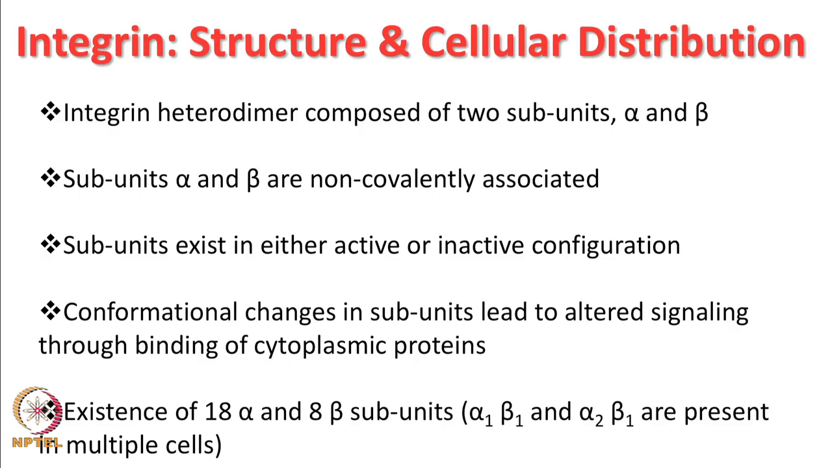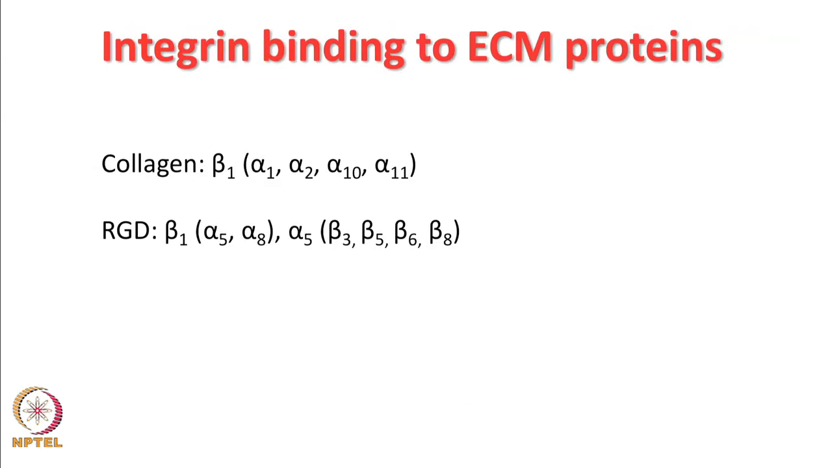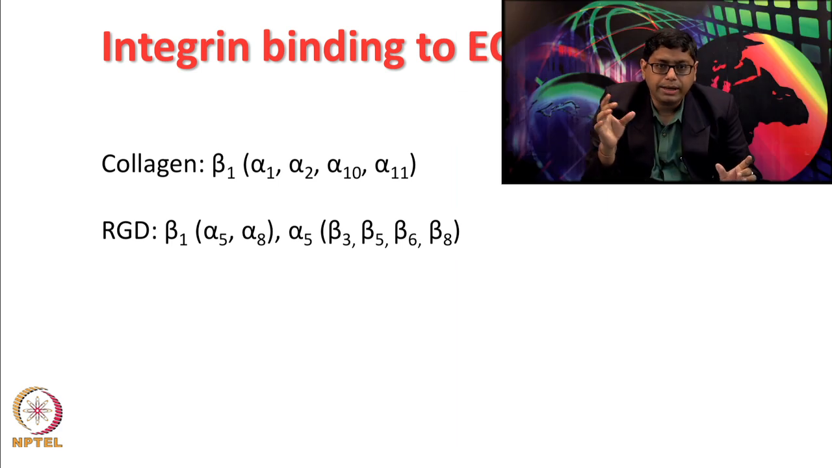So, if you look at the kind of binding you can obtain, for example, for binding to collagen you can have various combinations. What I have written is beta 1 and then within brackets alpha 1, alpha 2, alpha 10 and alpha 11. This would mean that cells might have alpha 1 beta 1, alpha 2 beta 1, alpha 10 beta 1, alpha 11 beta 1. Similarly, for binding to RGD you can have various combinations, in which you can have alpha 5 beta 1, alpha 8 beta 1, or you can have alpha 5 beta 3, alpha 5 beta 5, so on and so forth.